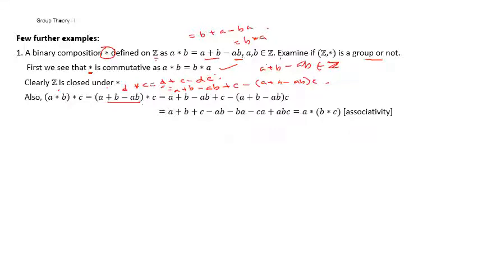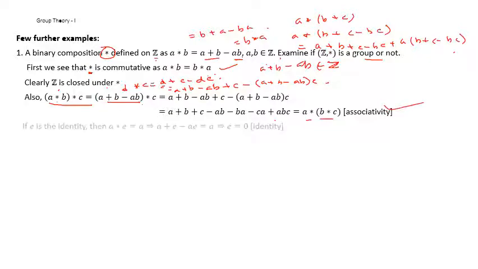This is nothing but A star B star C. If we compute A star B star C, which is A star B plus C minus BC, this becomes A plus B plus C minus BC plus A into B plus C minus BC. এটাকে যদি আমরা ভাঙি তাহলে এই জিনিসটাই পাবো. So A star B star C is equal to A star B star C.